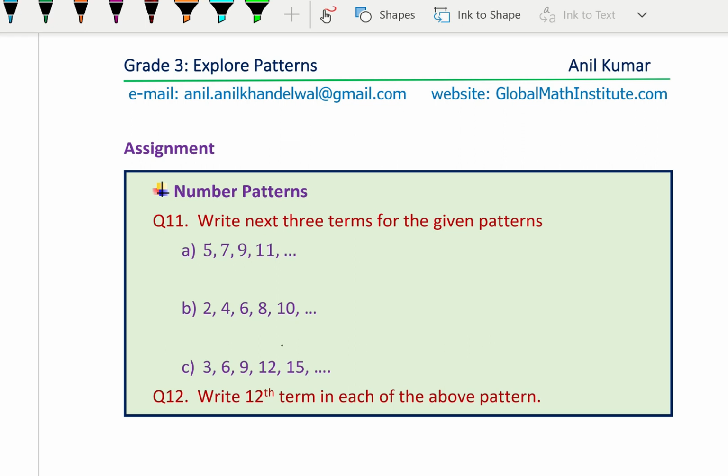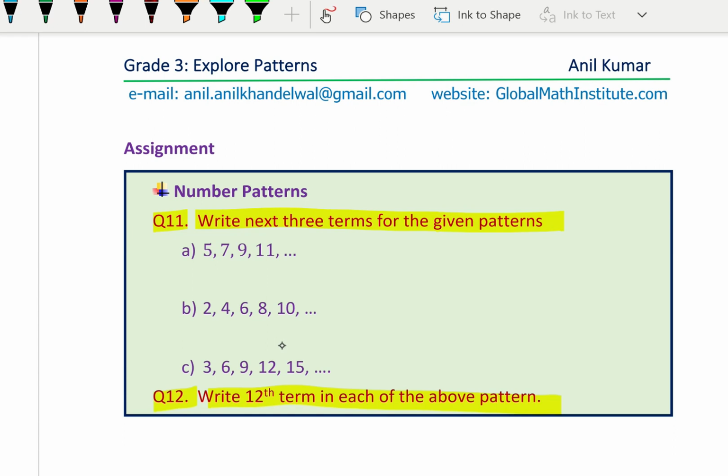Now this assignment has a couple of questions. Here is question number 11. Question number 11 is write next three terms for the given pattern. A. 5, 7, 9, 11. Continue this pattern and write the next three terms. B. 2, 4, 6, 8, 10 and so on. C. 3, 6, 9, 12, 15 and so on. So write down the next three terms. And question number 12 for you is write the 12th term in each of the above pattern, right?